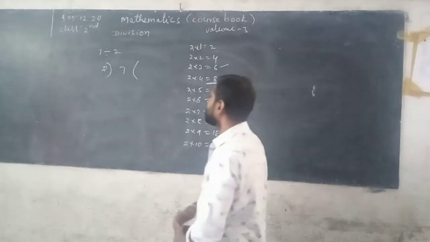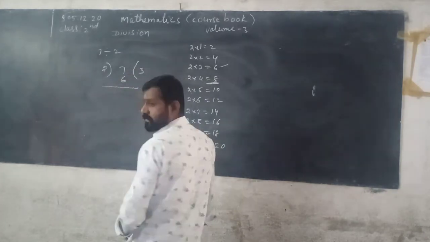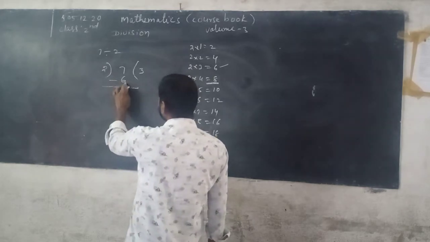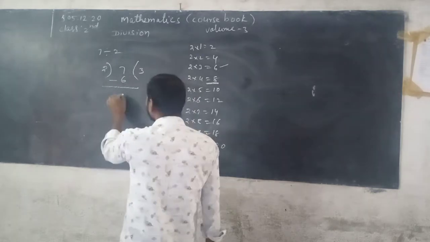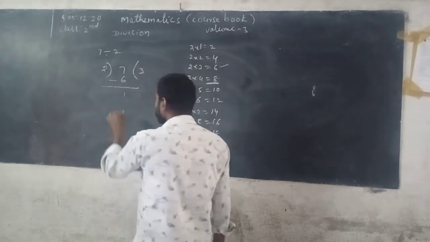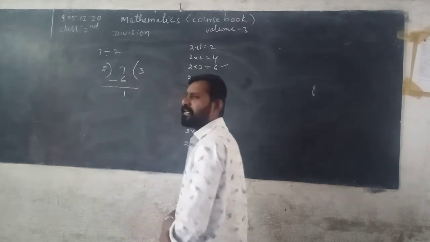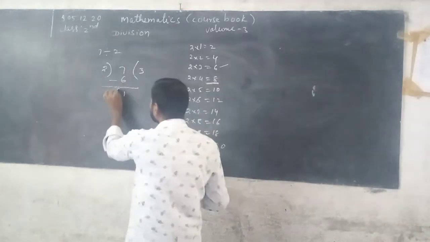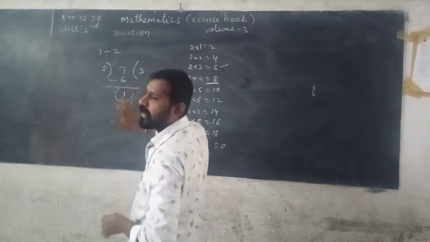2 3s are 6. Now here 6 is subtracted from 7. It can be written as 7 minus 6. What do we get, beta? 1. After 7, is there any number in the dividend? There is no number. You can stop it. That's it. So 3 is called the quotient and 1 is called the remainder.